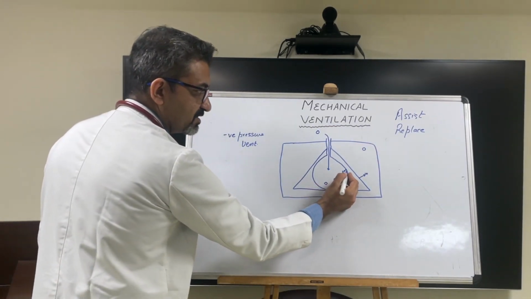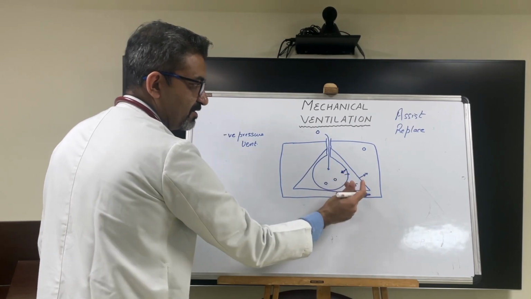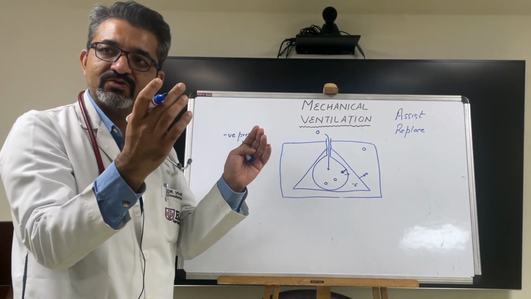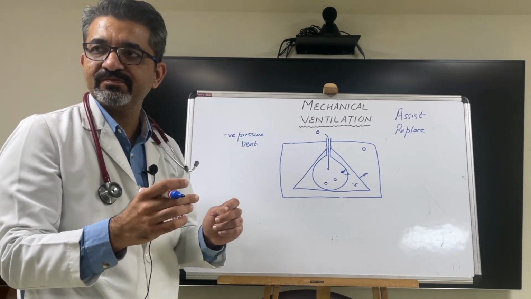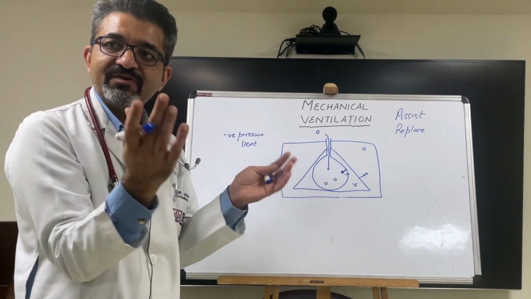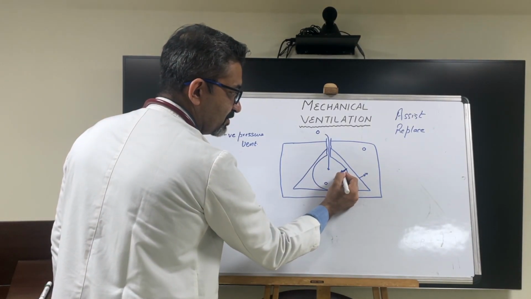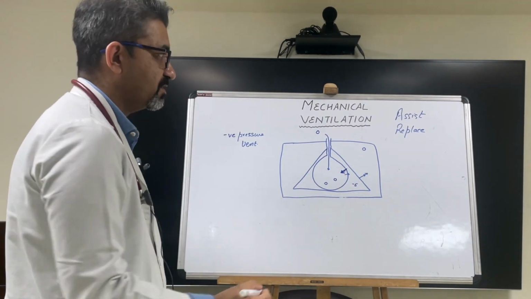Because of its collapsing property, when the lungs are compliant, the collapsing property increases. If your lungs are stretched, they will try to collapse. So there is a natural collapsing, giving rise to expiration. The air will move out.